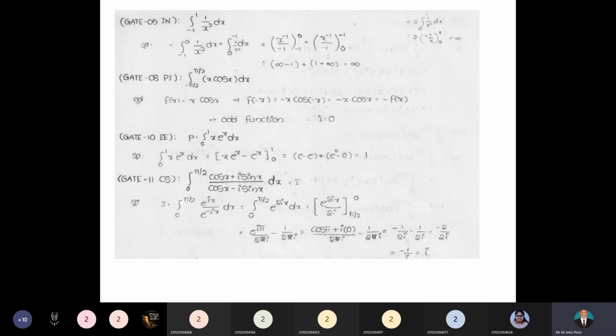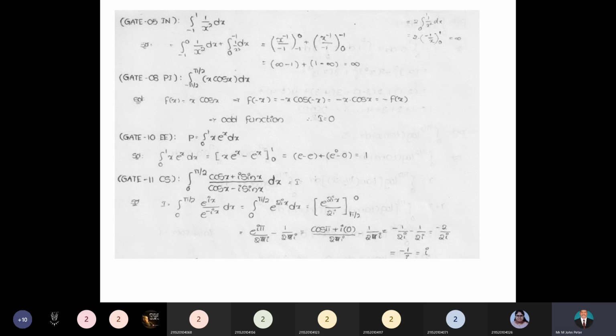So for that also we end up with infinity. We end up with infinity. So that's it. Now next, x e for x, limit is 0 to 1. For this, even function, odd function concept is not required.